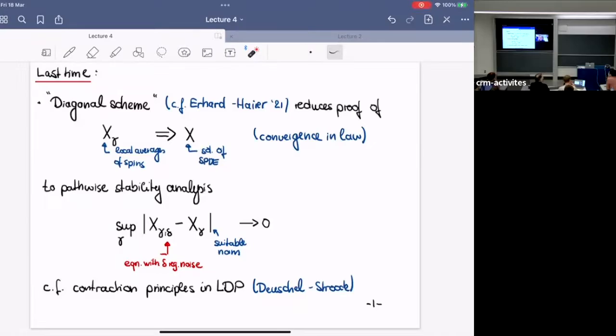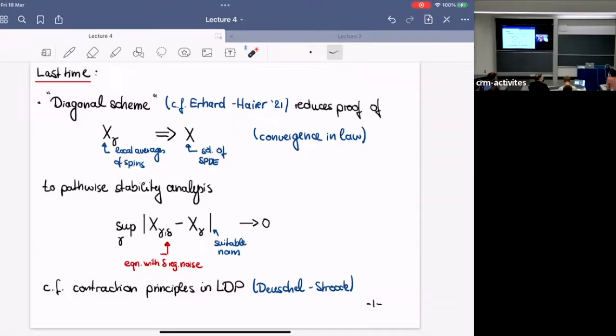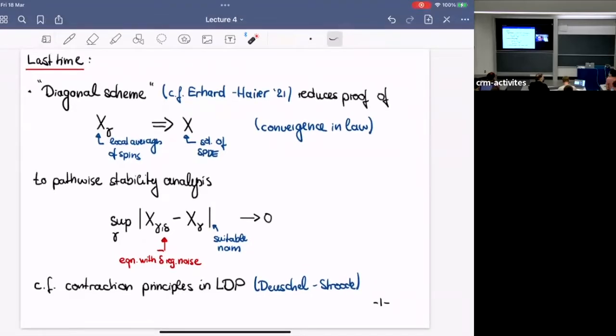So, Hendrik, may I ask a question? Absolutely, please. So, in this diagonal scheme, I just want to understand: you're trying to take advantage of the fact that the solution theory has been already developed for the limiting object, and you have a solution operator. Am I correct on that or not?